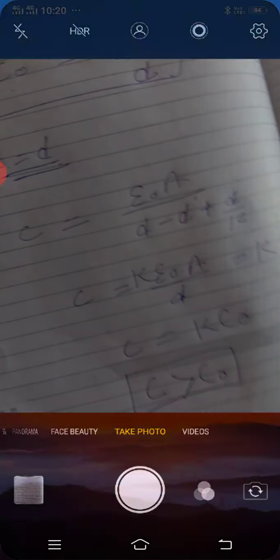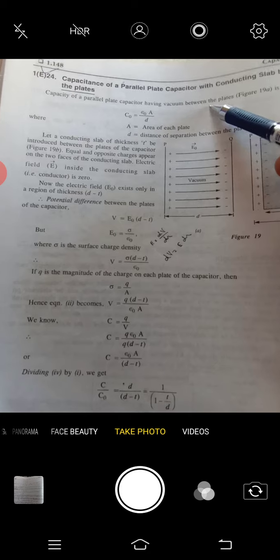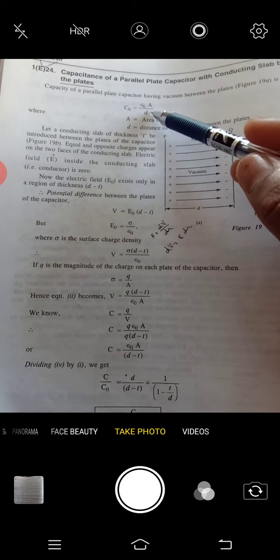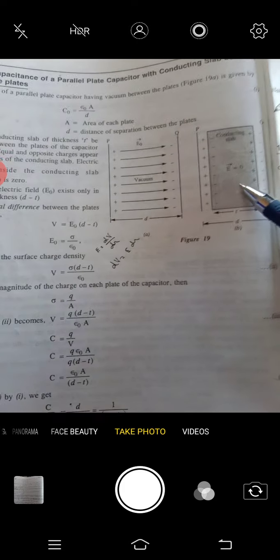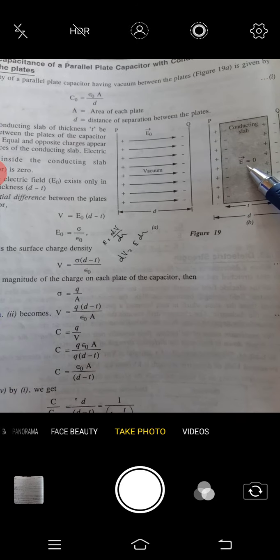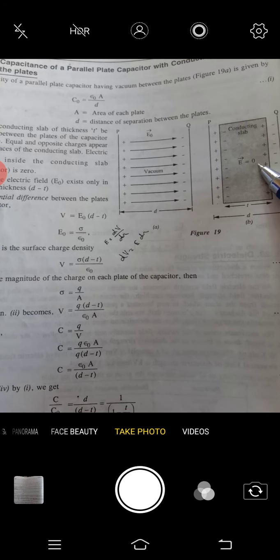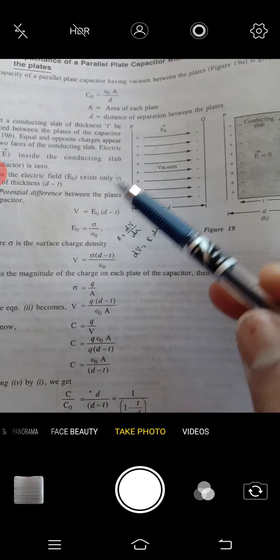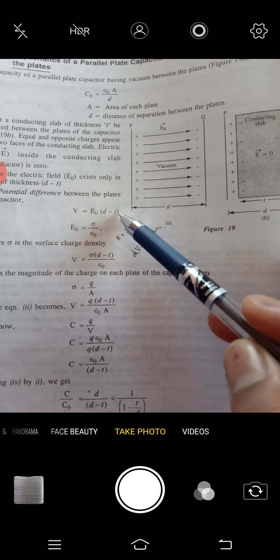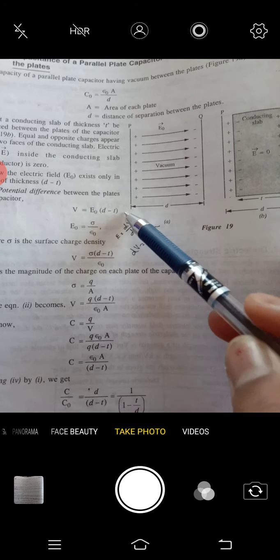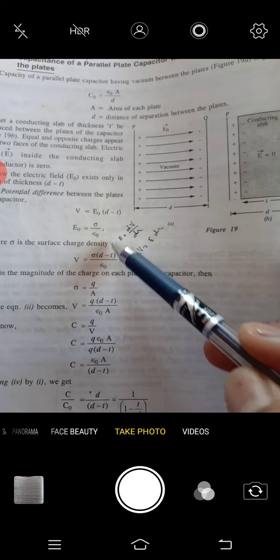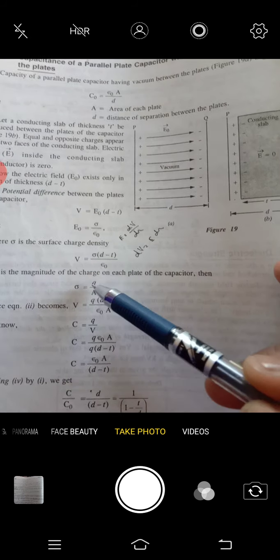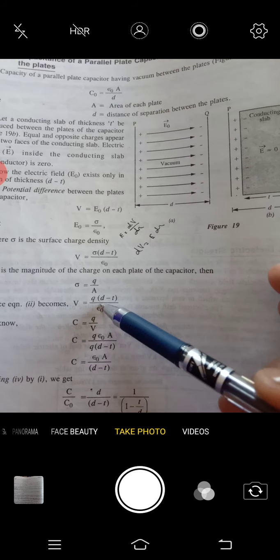Okay, so go through this concept, and if any problem you will face, you can ask. I'm dictating it from the book only, so you can see that these lines are same, that when vacuum is there, so C naught is epsilon naught A upon D, A is the area of each plate, everything is there, but inside you can see E is equal to 0. E is equal to 0 in conducting slab. So here V is equal to E naught times (D minus T), only one value will be there, there will be no E into T because E is 0. E naught is sigma upon epsilon naught, so V is sigma upon epsilon naught times (D minus T), and sigma is charge per unit area, Q upon A.